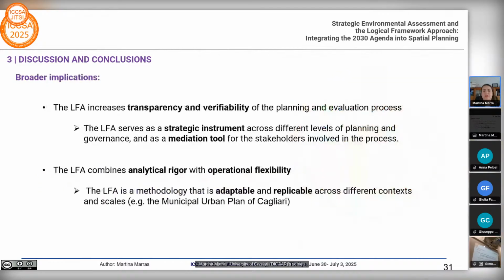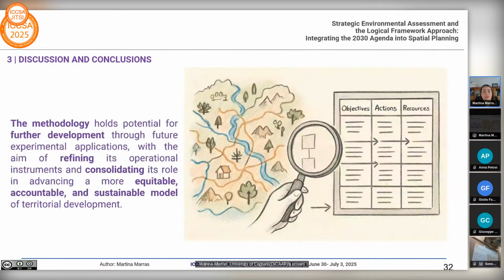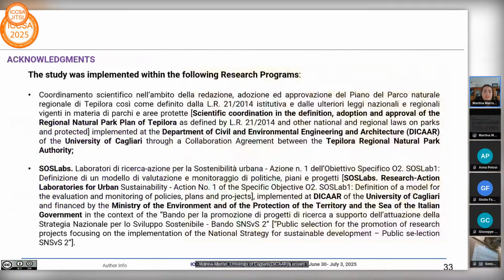So the study also carries broader implications. In fact, the LFA enhances the transparency and verifiability of the planning and evaluation process, allowing for modification and integration also by the stakeholders involved. Moreover, the LFA combines analytical rigor with operational flexibility, and this feature, together with the aspects said before, makes the methodology adaptable and replicable across different contexts and scales. In fact, together with the research team, we also tested the methodology on the municipal urban plan of Cagliari. In conclusion, this methodology is well developed, but still holds the potential for further refinement, particularly through experimental application. This slide presents the research program within which the study was conducted, and thank you very much for your attention.